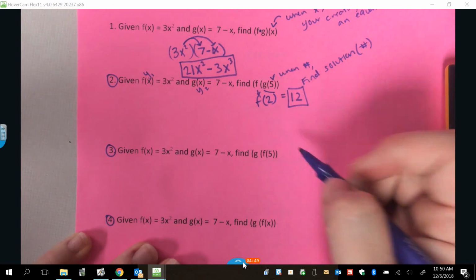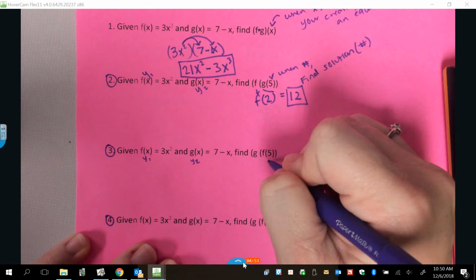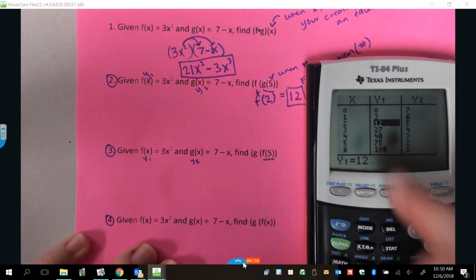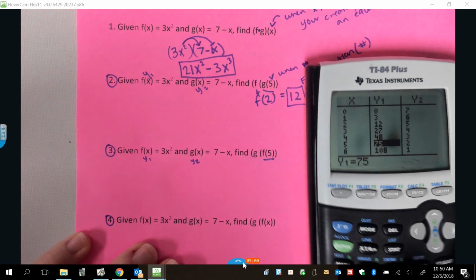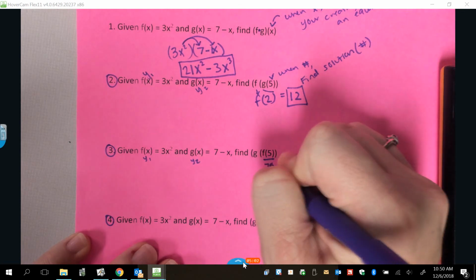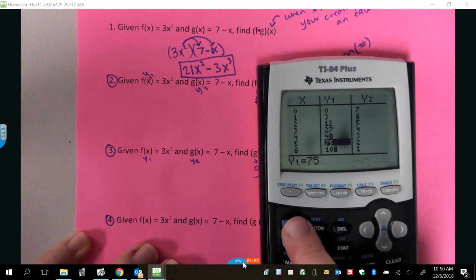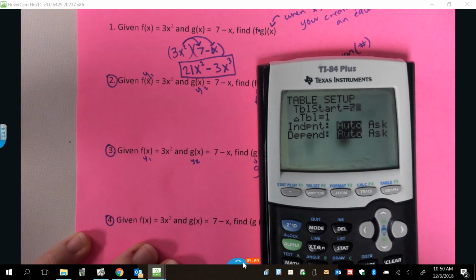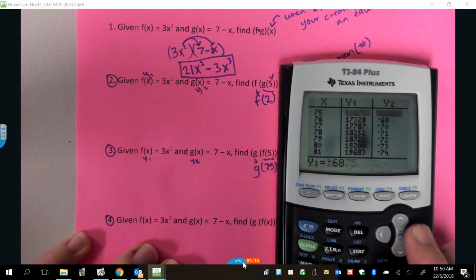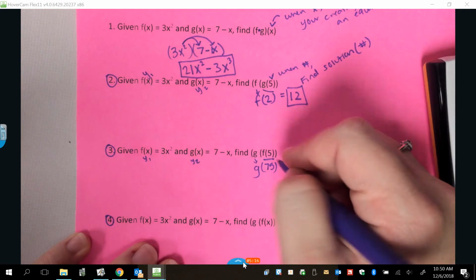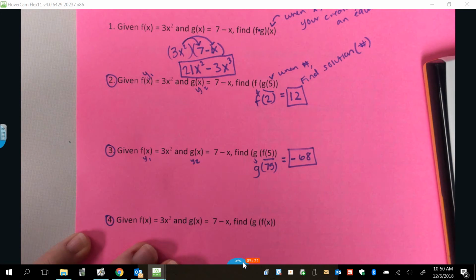Okay, here's another one, same equations. Remember, this is in y1, this is in y2. So now we need to find f of 5. So let's go to 5, and f is in my y1, and that's 75. And now I need to find g of 75. So I'm going to cheat and do second window, table start at 75, and I'm finding g, which is in y2, and that's negative 68.